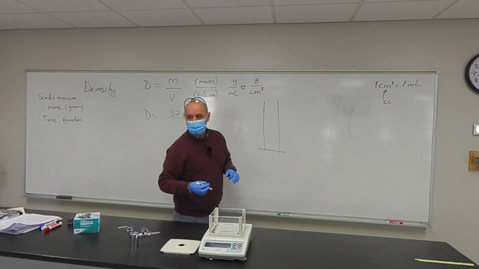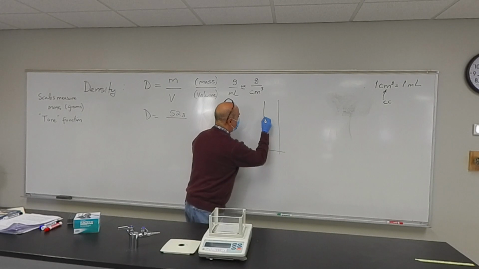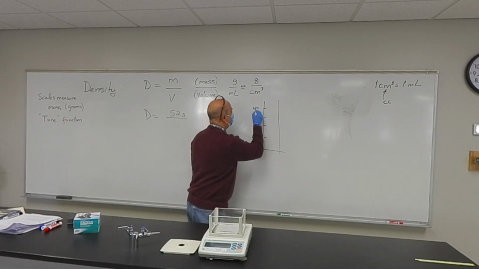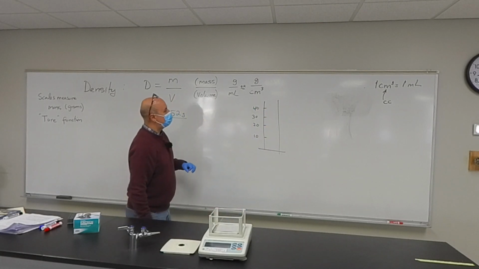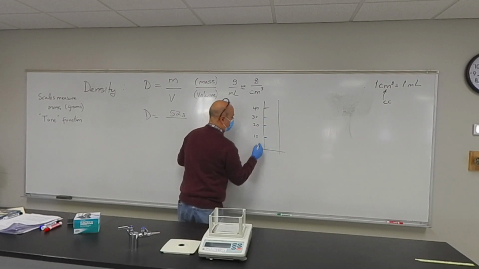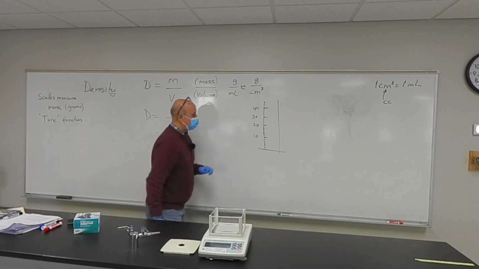Let's just do the thought experiment, since that's the way we're working. I'm going to draw a graduated cylinder here for you with an imaginary 40 milliliter volume maximum. And each 10 milliliters have 9 little lines, like so. 1, 2, 3, 4, 5, 6, 7, 8, 9, etc.